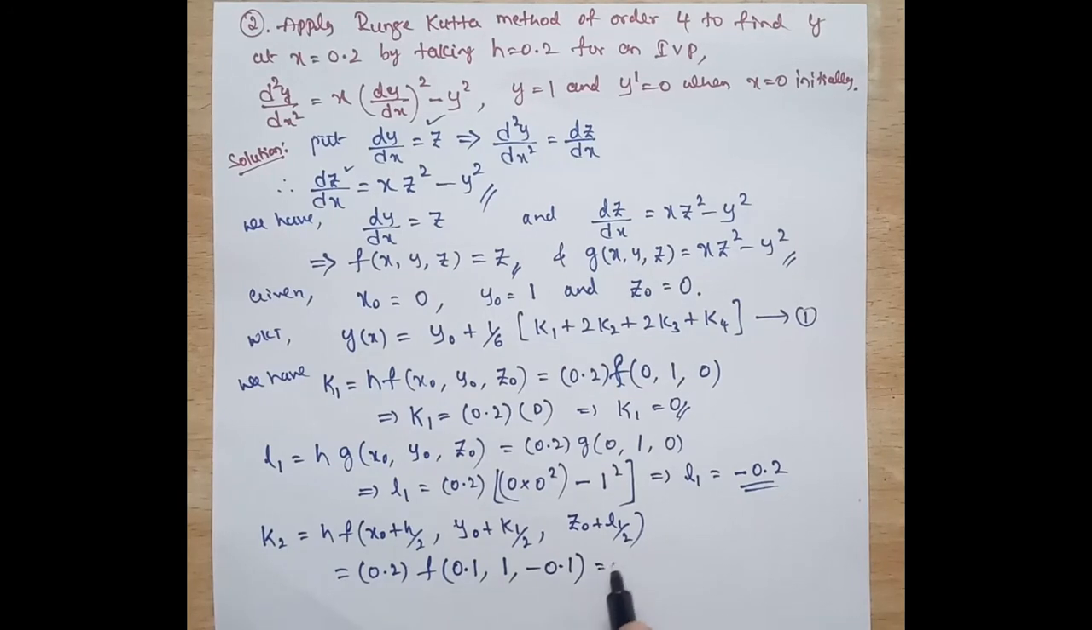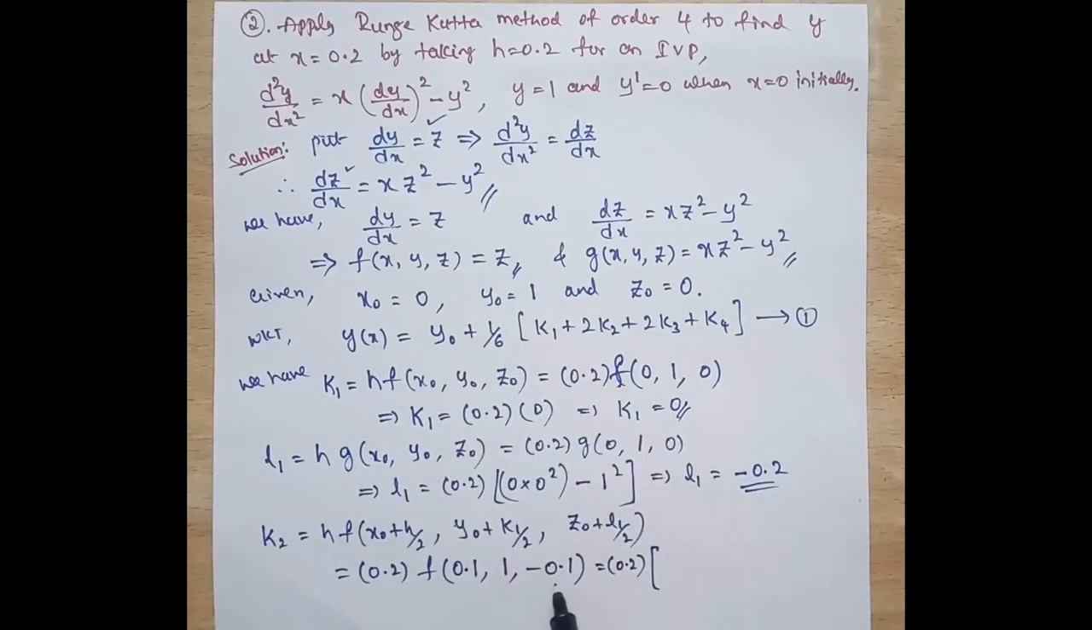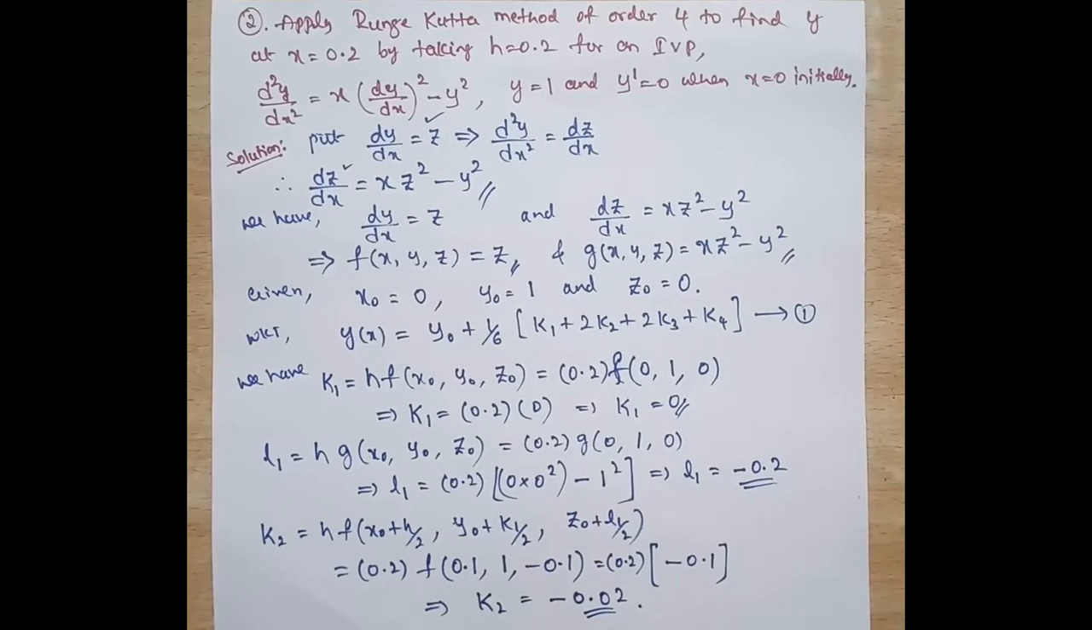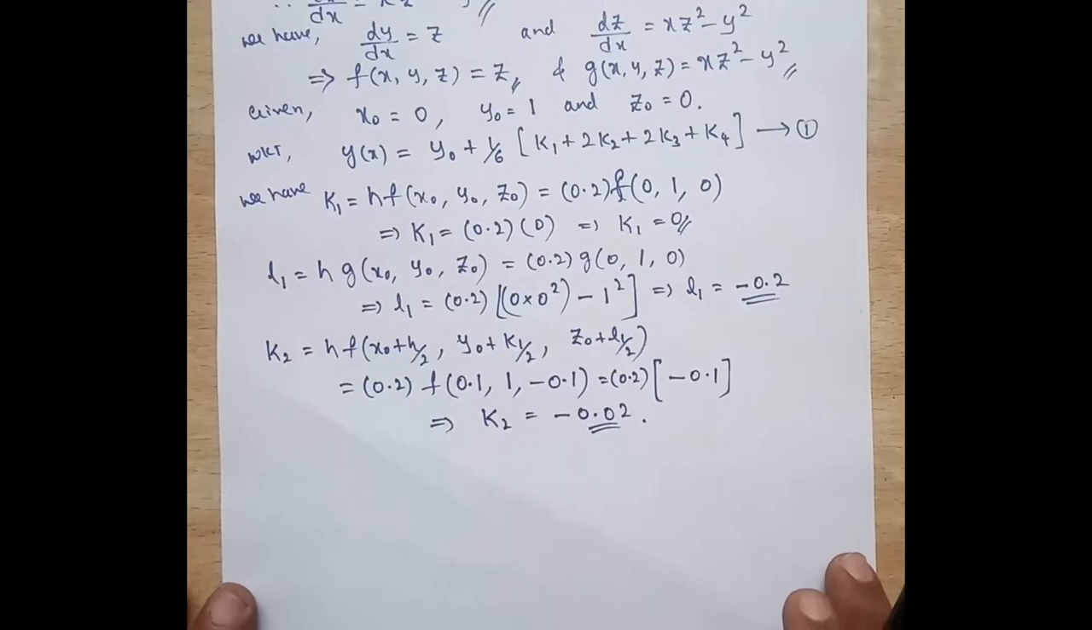Now this is equal to 0.2 into f. You know f means z. So what is the value of z? Minus 0.1. So I'll substitute minus 0.1 here. If I simplify this, we get the value of K2. That is K2 is minus 0.02. So this is the value of K2. Right? So this is how we can find K2.